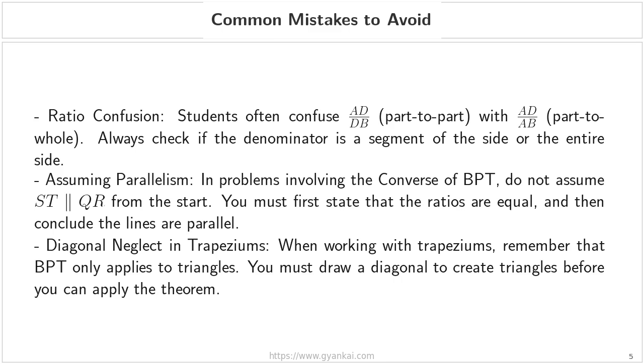Finally, watch out for diagonal neglect when dealing with trapeziums. As we explored in the previous slide, the basic proportionality theorem is a property of triangles, not quadrilaterals. If you are presented with a trapezium, you cannot apply BPT directly to the four-sided shape. You must remember to use a construction step, specifically, drawing a diagonal, to split the trapezium into two triangles. Only once you have created those triangles can you validly apply the theorem.